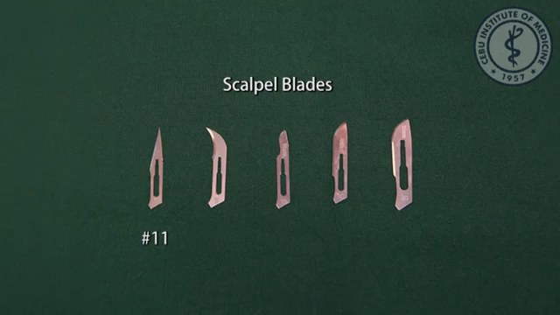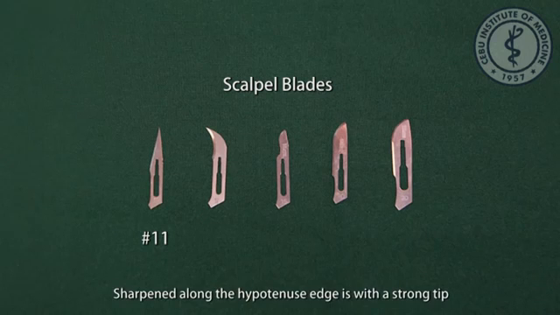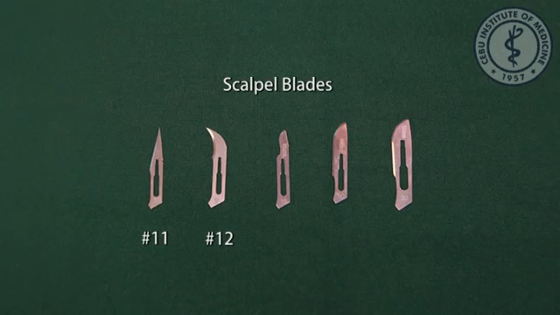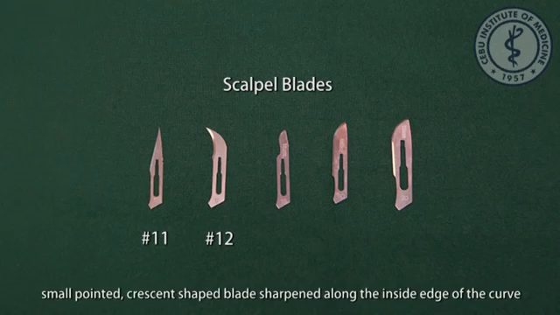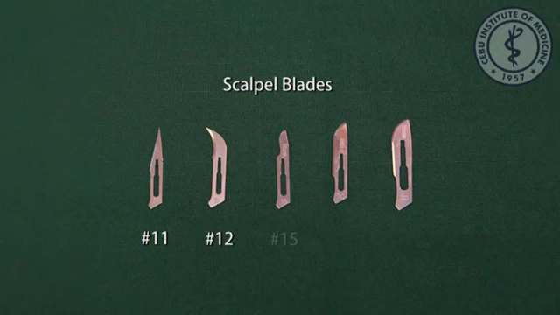Blade number 11, also known as the stab knife, with its elongated triangular blade sharpened along the hypotenuse edge as well as a strong pointed tip. Blade number 12, a small, pointed, crescent-shaped blade sharpened along the inside edge of the curve, utilized as a suture cutter but also for arteriotomies, parotid surgeries, and uterolithotomies.